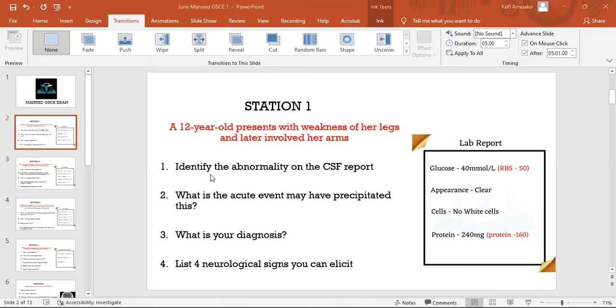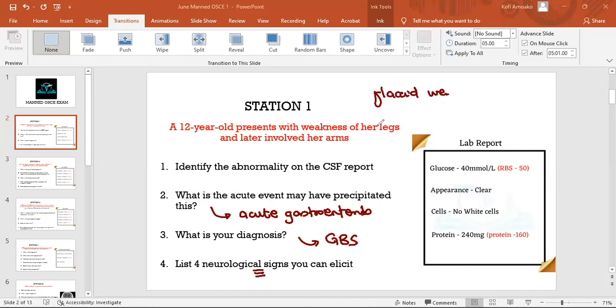And so, let's go. The answer here is albuminocytologic dissociation. Which acute event? It is actually an acute gastroenteritis, principally with what? Campylobacter jejuni causing it, isn't it? Diagnosis is GBS, and neurological signs would elicit flaccid weakness and all the lower motor neuron lesions.